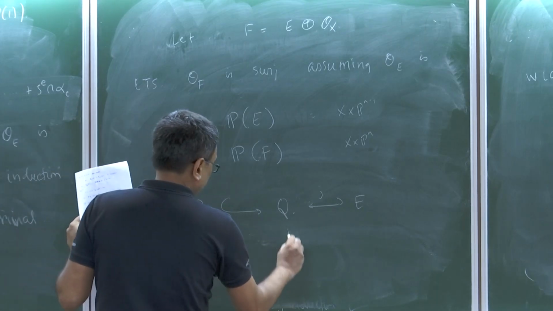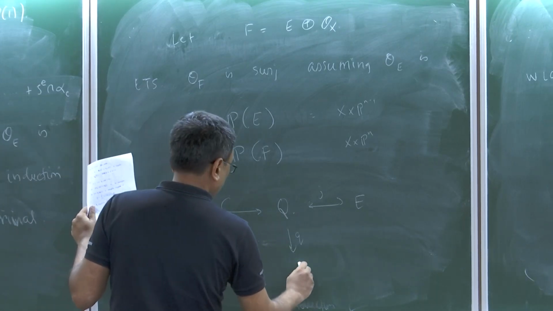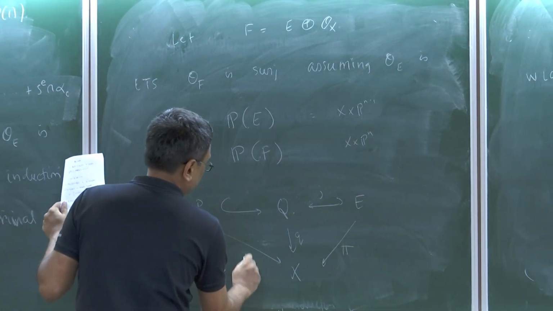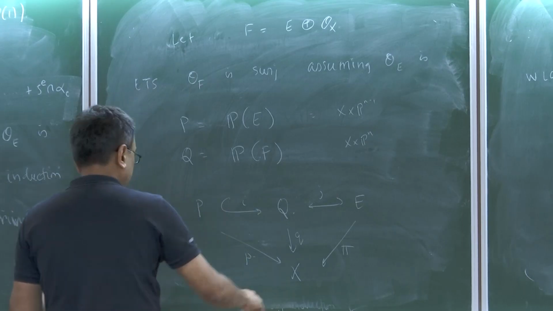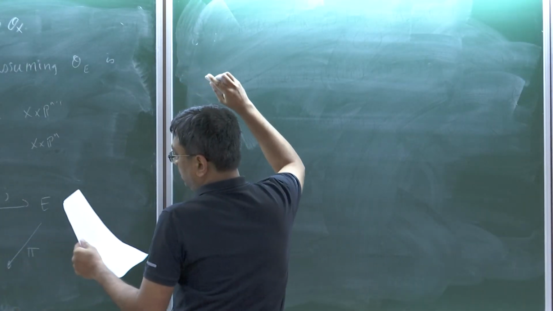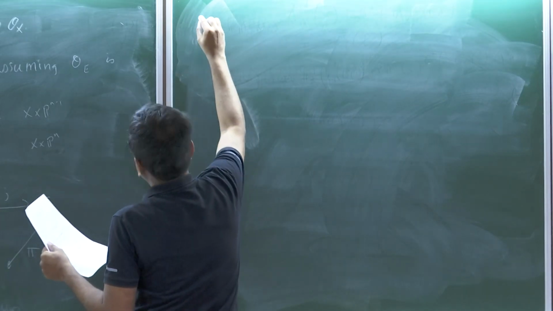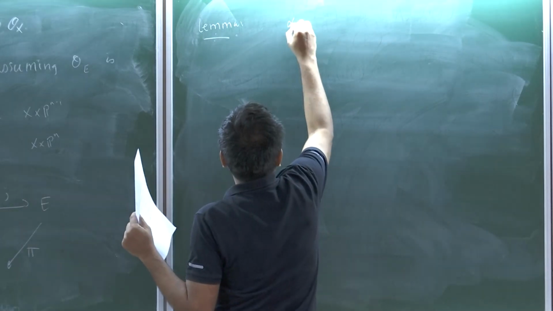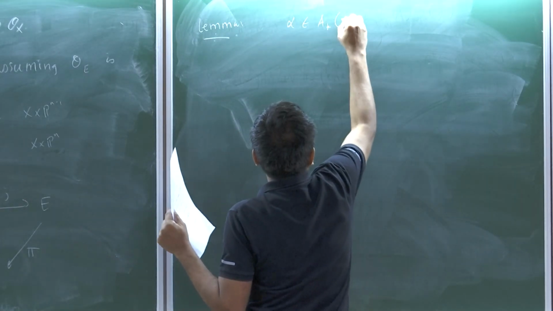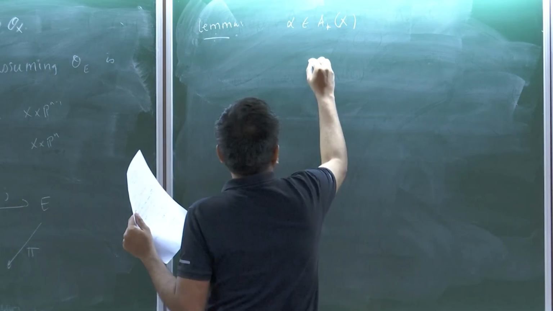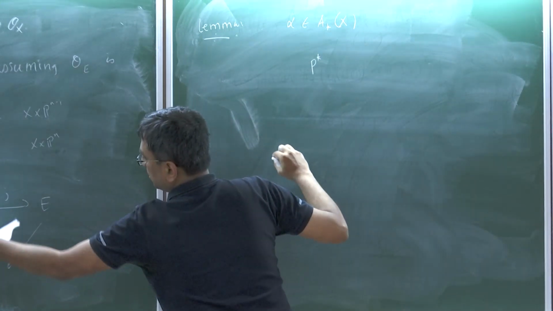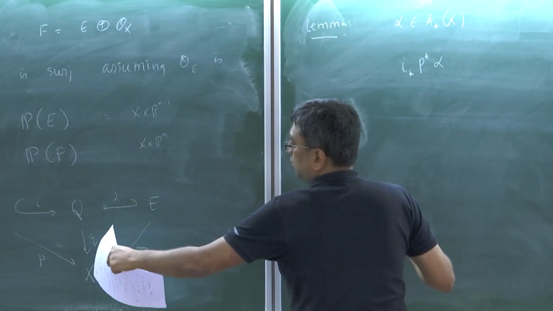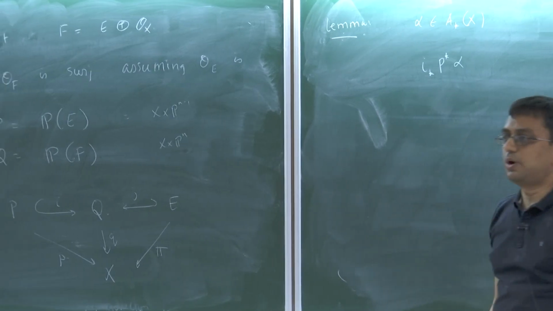And I have these maps. This is my map, which I am now going to call Q, to X. This was pi, and this was P. These are the maps, and this is, let's say, I. So there is one observation I want to make. Lemma: for any alpha, a class on X, if I pull back by this P upper star alpha and then push forward, how does it compare to Q upper star alpha?